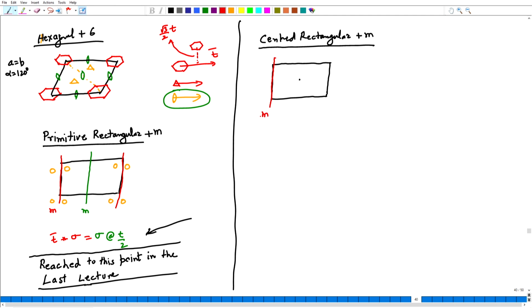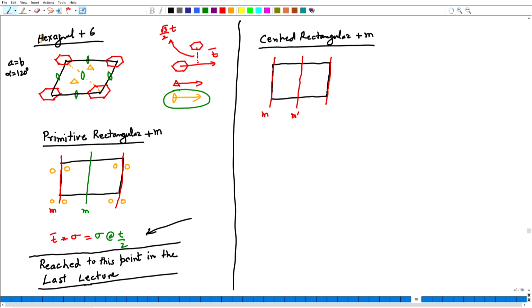So, I put the mirror on one of the edges, putting the mirror vertically. The translation would bring the mirror here, and we have already seen, and also there is a centering translation as well. So, a mirror will pass through the middle lattice point as well. So, this is how the group would look like.